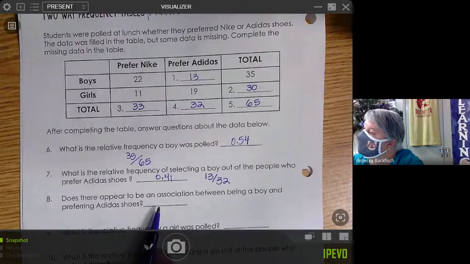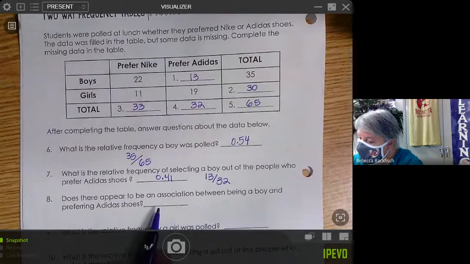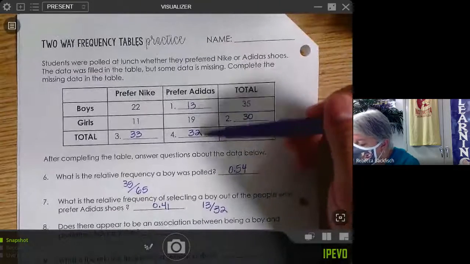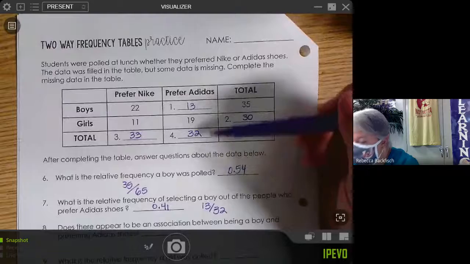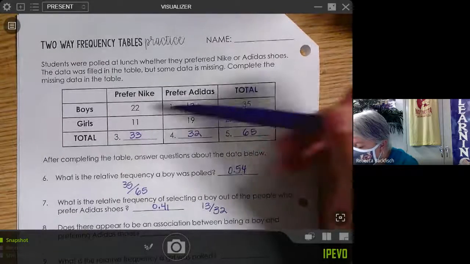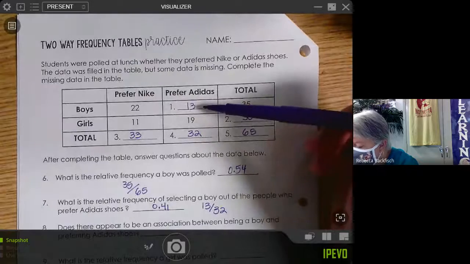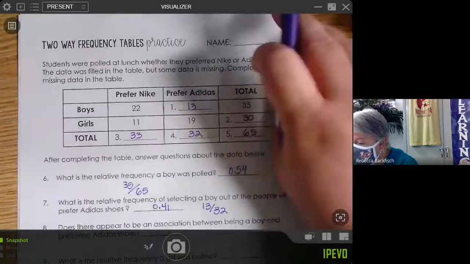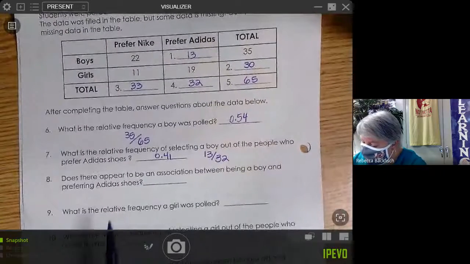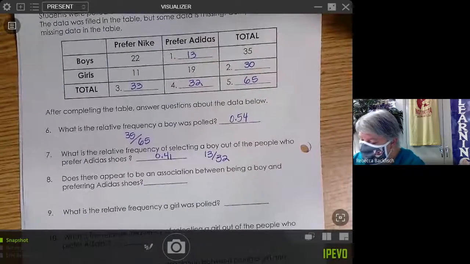For a question like that, how do we answer? You can look at the whole thing, like the table up here, and say, does it seem like it's more likely or less likely to like Adidas if you're a boy? If it's more likely it's a positive association, if it's less likely it's negative. Yes, but they're not getting into that really. They're just saying that there appears to be an association.